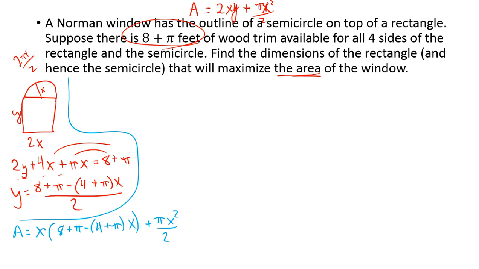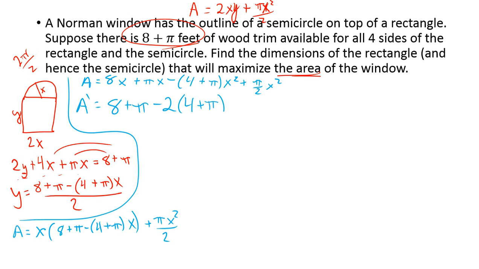Okay. And now what we're going to do is take the derivative of this after we simplify it. Once we multiply everything in, we'd have A is equal to (8 plus pi) x minus (4 plus pi) x squared plus pi over 2 x squared. Take the derivative, so A prime, which would be 8 plus pi minus 2 times (4 plus pi) x plus pi x.